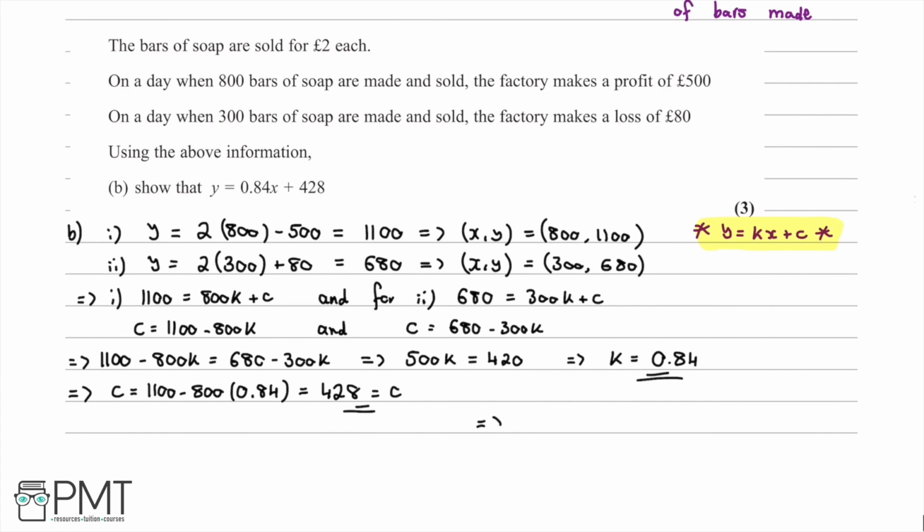So then what we can do is we can go back to our original equation, y is equal to kx plus c, and we substitute our values for k and c in, and we have that y is equal to 0.84x plus 428, and this is what the question asked for, so as required.